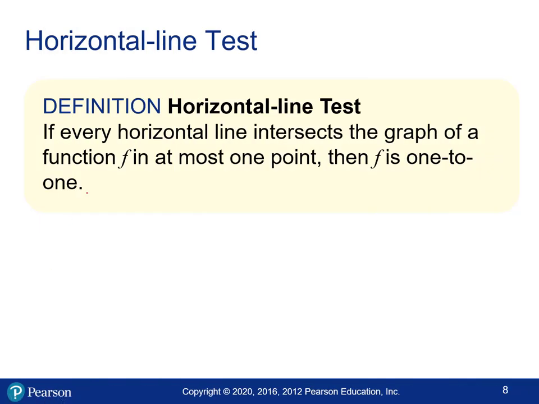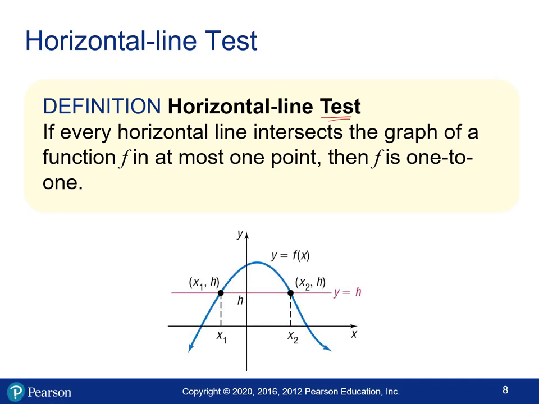Okay, so now we have what's called the horizontal line test. This is a test that tells you if a function is in fact one-to-one. This is what it looks like. It says that if I draw any horizontal line and it intersects my graph in at most one point, which means not at all or once, then it's a one-to-one function. This one fails because notice this horizontal line hits this function twice. So this graph would not be a one-to-one function.